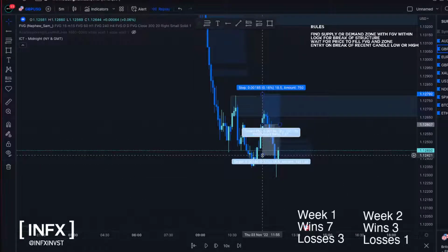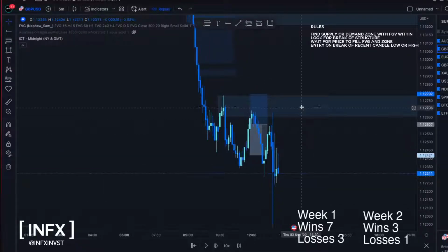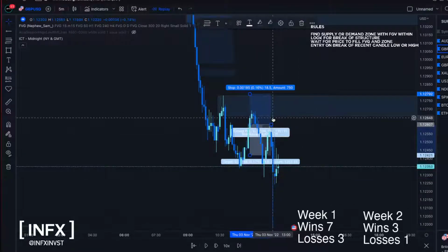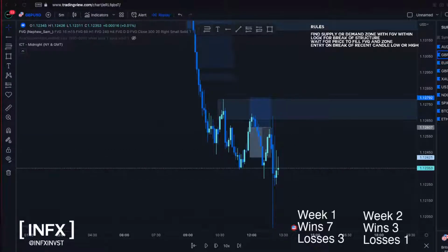So stop would be at break even now. Profit would already be taken off the table. Risk-free trade. Let's see if this continues. We'd have got stopped out for break even just before news at 1 o'clock. So not bad, not bad. So that's 4 wins, 1 loss this week.